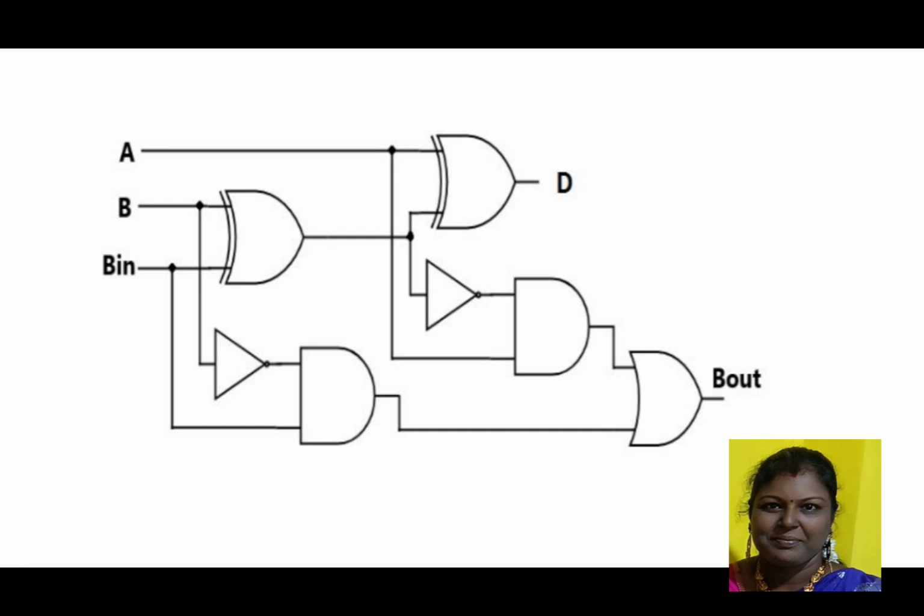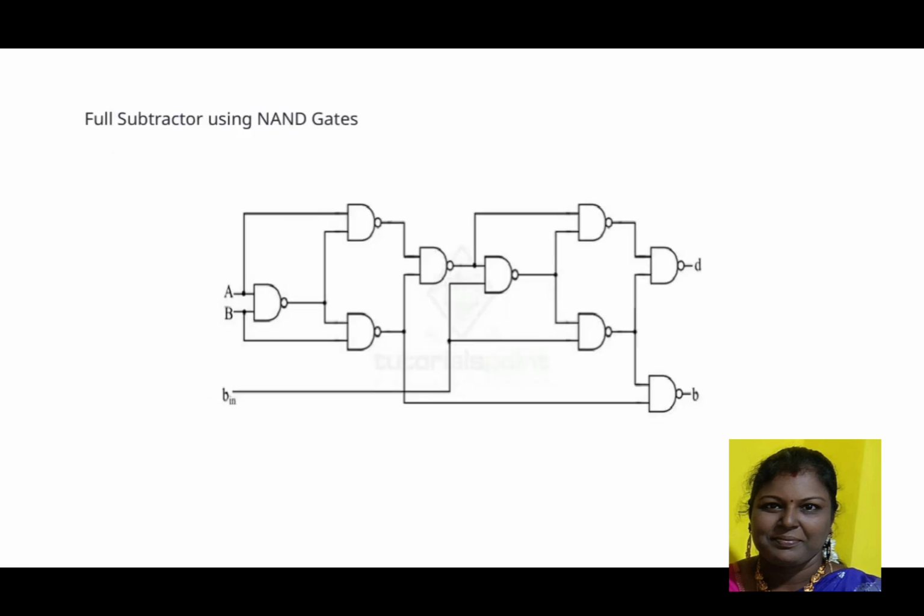Now, let's look at how we can build a full subtractor using only NAND gates. This is a great example of how a single type of gate can be combined to perform complex operations. By cleverly wiring NAND gates together, we replicate the logic needed to subtract bits, including handling borrow inputs and outputs. It's a powerful demonstration of versatility in digital design, showing that even with just one gate type, we can create the full functionality required for subtraction.